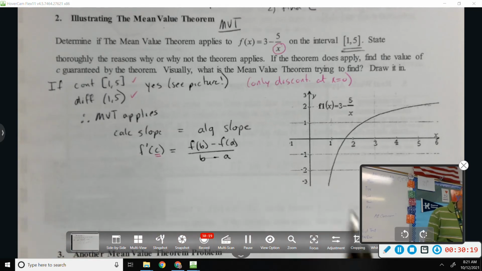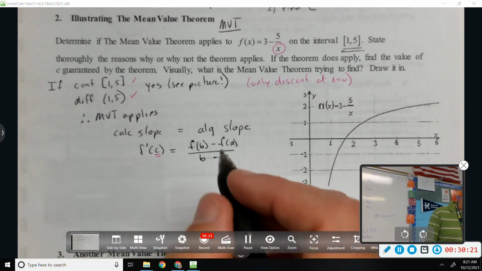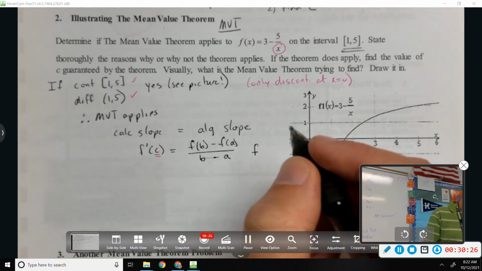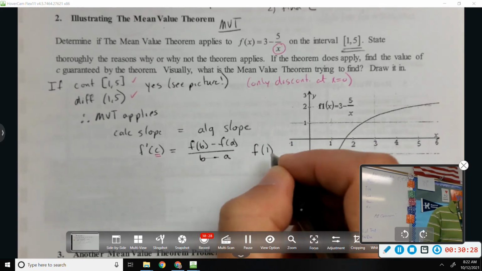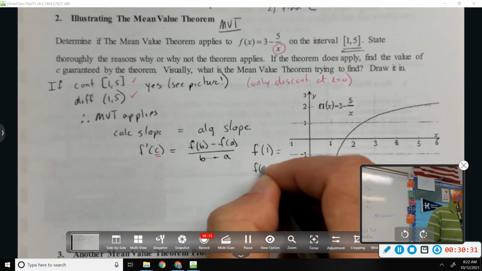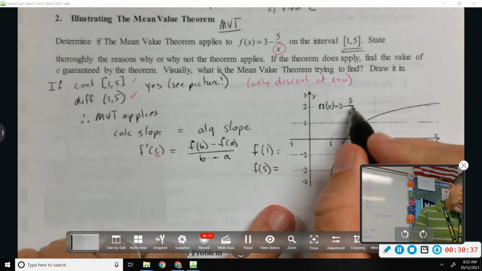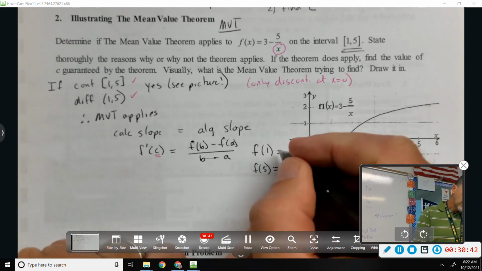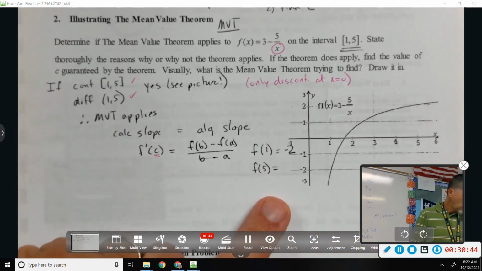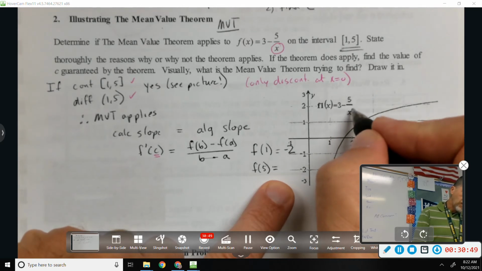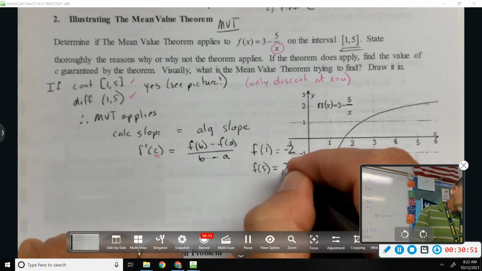So there's a lot of pieces to solve here. I need f of b and f of a. So I need f of 1 and f of 5. So f of 1, plug in 1, 3 minus 5 is negative 2. f of 5, 5 over 5 is 1, 3 minus 1 is 2.